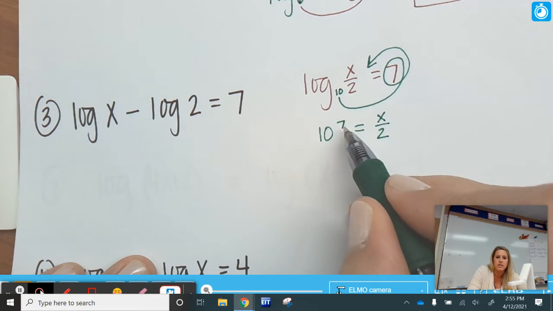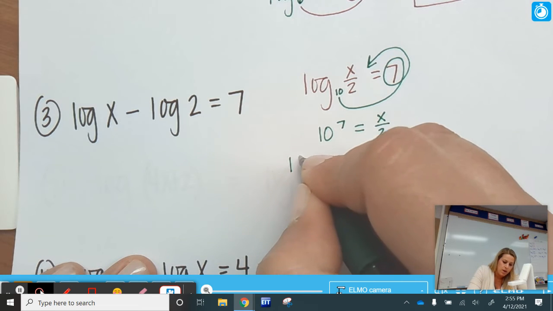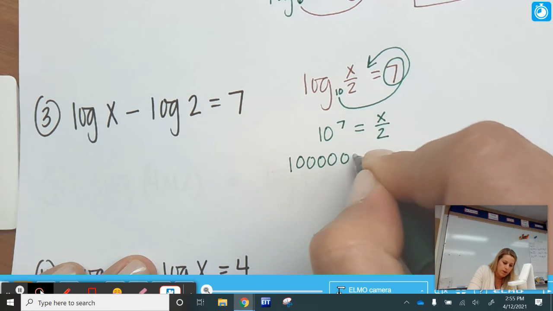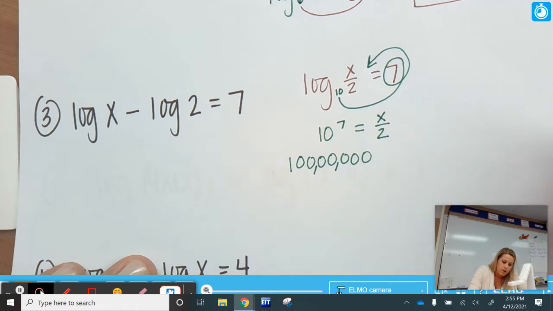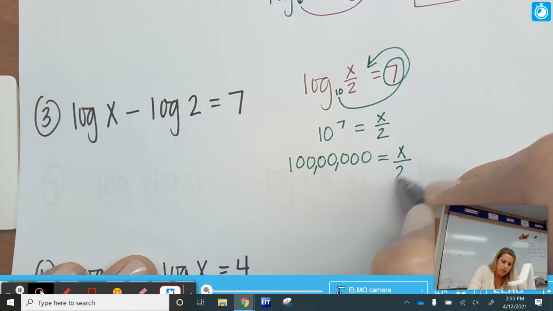So 10 to the 7th power just means 7 zeros. So 1 and then 1, 2, 3, 4, 5, 6, 7. Okay, equals x divided by 2.